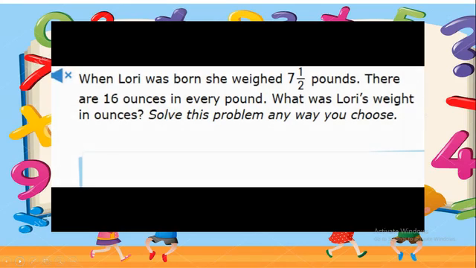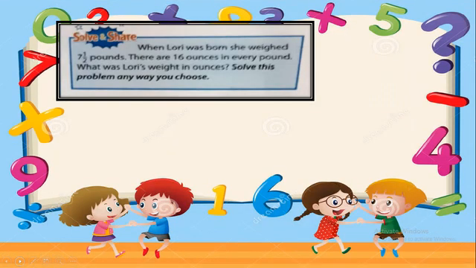When Lori was born, she weighed 7½ pounds. There are 16 ounces in every pound. What was Lori's weight in ounces? Solve this problem any way you like. Now let's continue with the solve and share problem.